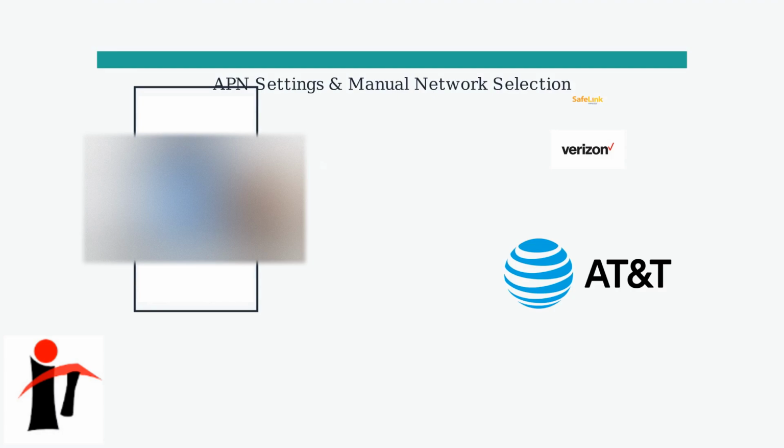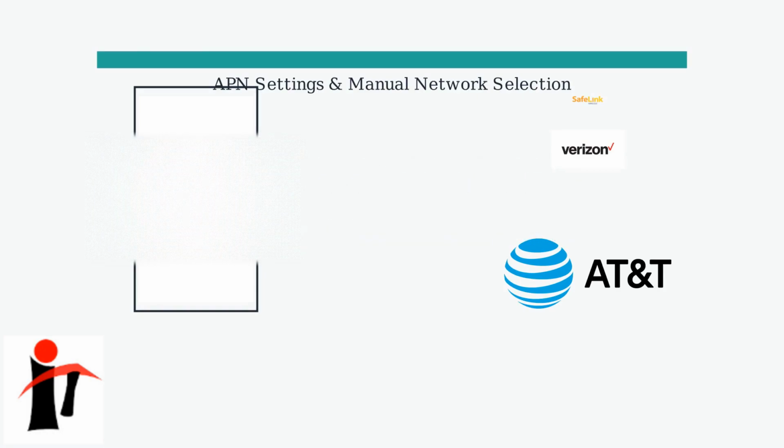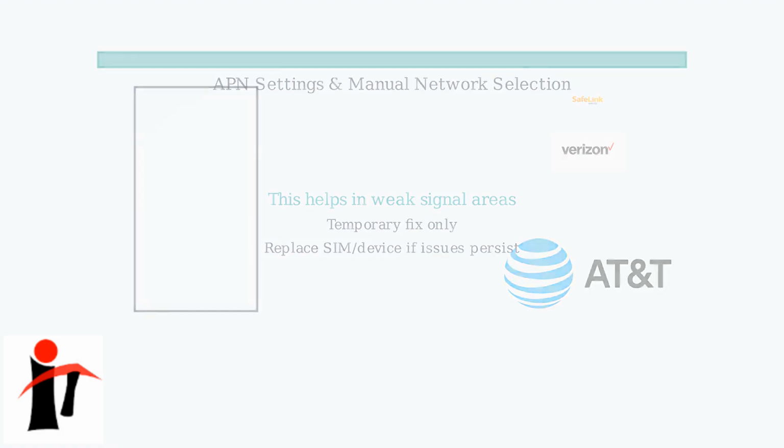If problems continue, manually select your network by going to Settings, Network and Internet, Mobile Network, Network Operators, Search Networks. Choose the appropriate carrier. This can help in weak signal areas. Note, this is a temporary fix, and if it consistently fails, your SIM card or device may be faulty and need replacing.